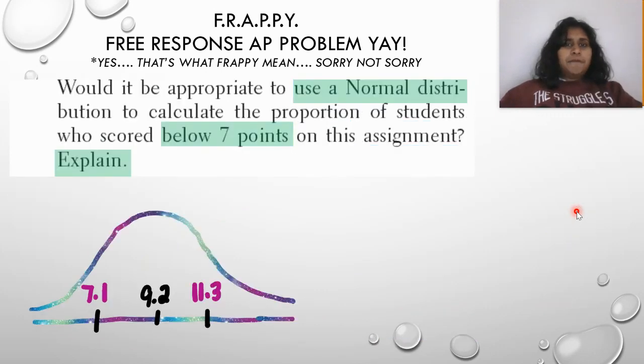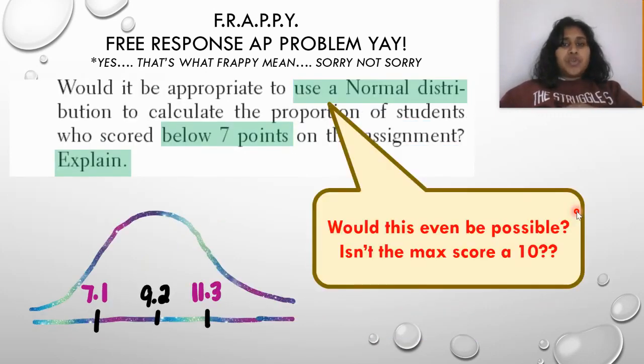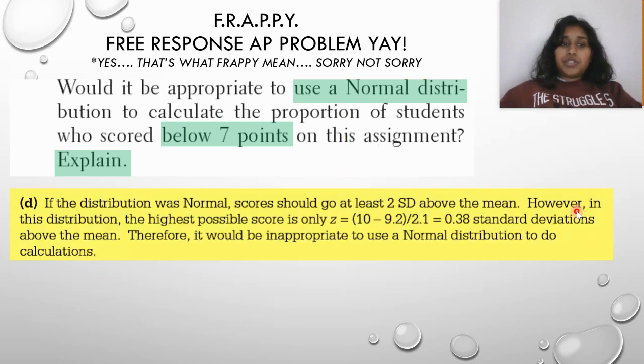Well, hold the phone. If they want to know that this is a normal distribution, can this even be possible? Can I have a z of positive 1 of 11.3? Can those be when the max score on this assignment was 10? This doesn't make sense for a normal distribution. If the distribution was normal, scores should go to at least 2 standard deviations above and below the mean. However, in this distribution, the highest possible is only a z of 0.38. So they calculated what would happen if we dealt with the max score you could get. Therefore, it would be inappropriate to use normal distributions to do these calculations.